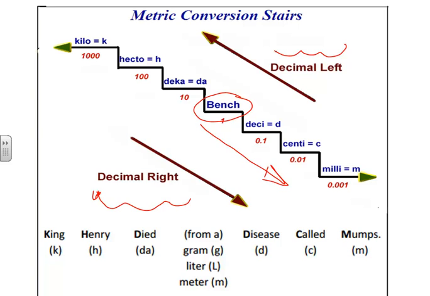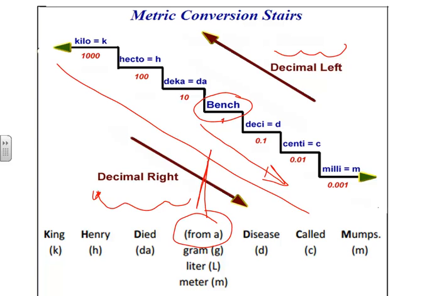Another thing that people like to do to remember this scale is come up with a mnemonic phrase. In this case, I've got King Henry died from a disease called mumps. You can think up anything you want that helps you to remember it. There are lots and lots of different phrases out there. But the thing to remember is just to help you remember the order that these go in. Kilo, hecto, deca, deci, centi, and milli. So King Henry died from is our base, from a disease called mumps.